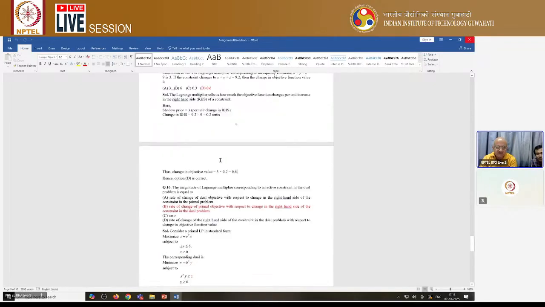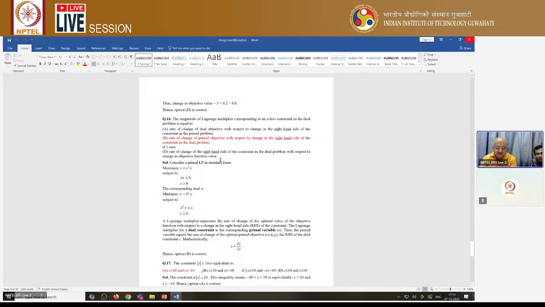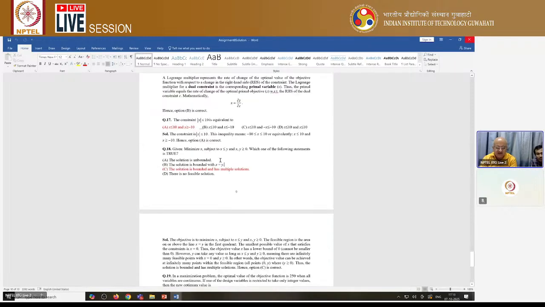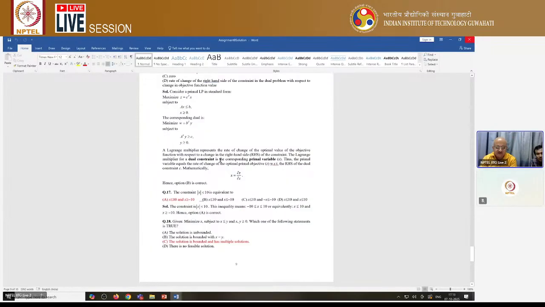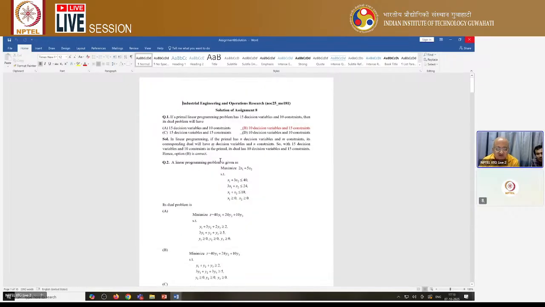So all these things have been given. Primal, dual, and magnitude of the Lagrange multiplier. The Lagrange multiplier is basically the unit worth of a resource. You can say it is a type of shadow price also. So solutions are given for that. The first problem itself tells: suppose a primal linear program has 15 decision variables and 10 constraints. Then its dual will have 10 decision variables and 15 constraints.